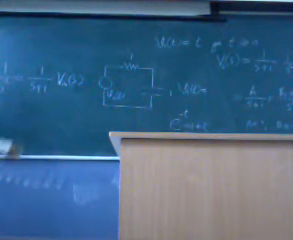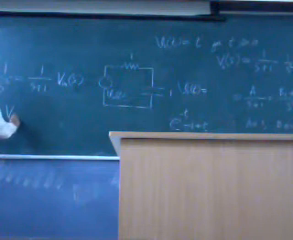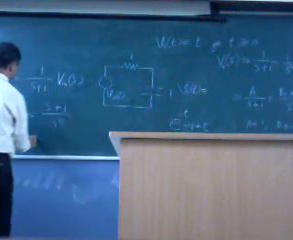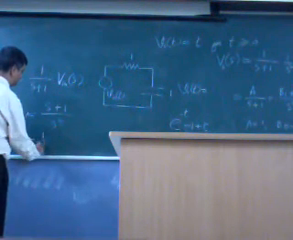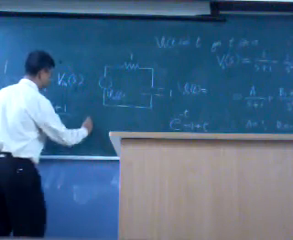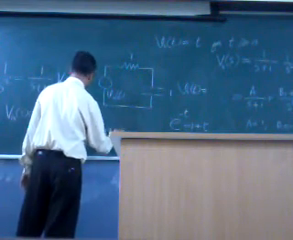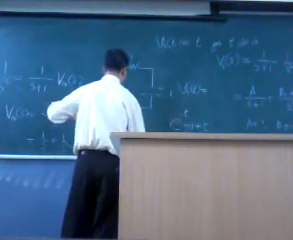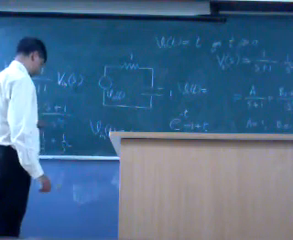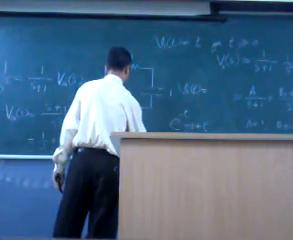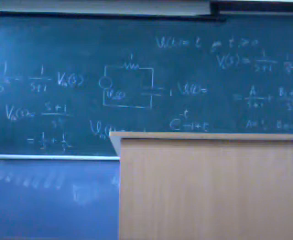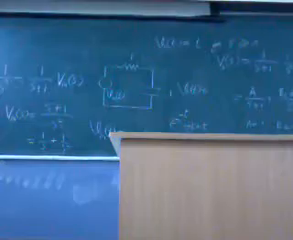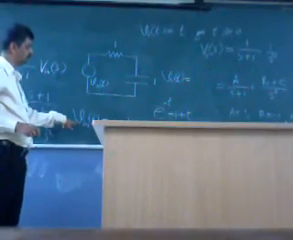Is it right? So V in S is equal to 1 upon s plus 1 upon s square, means we must have v in t equal to, 1 upon s means what? 1 plus, is it alright? 1 plus t.